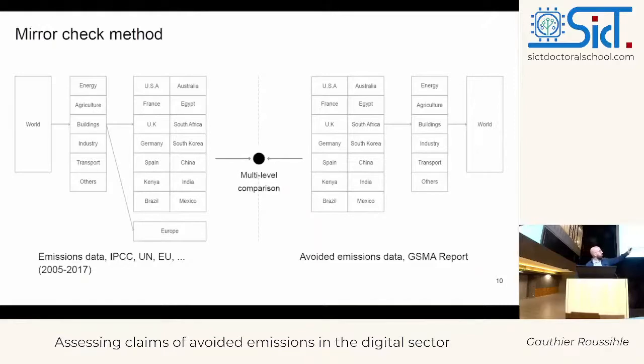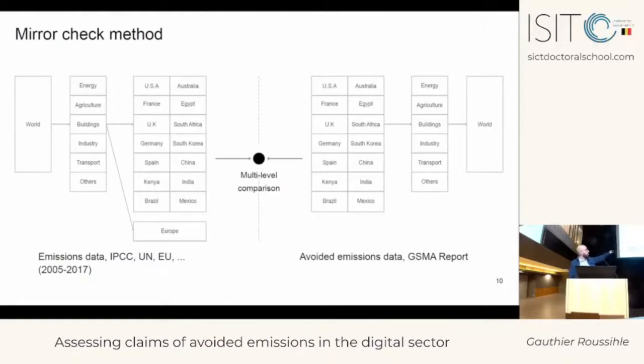On the right, I'm taking all the avoided emission data provided by the GSMA report on the world scale, by sector, and in every country of the scope. And on the left, I'm comparing to the physical emission data recorded by IPCC, UN, EU, trustworthy databases, exactly on the same scope that they're using, except that I'm adding Europe to also have a perspective on our continent. And also because it's interesting to see it at a meso level.